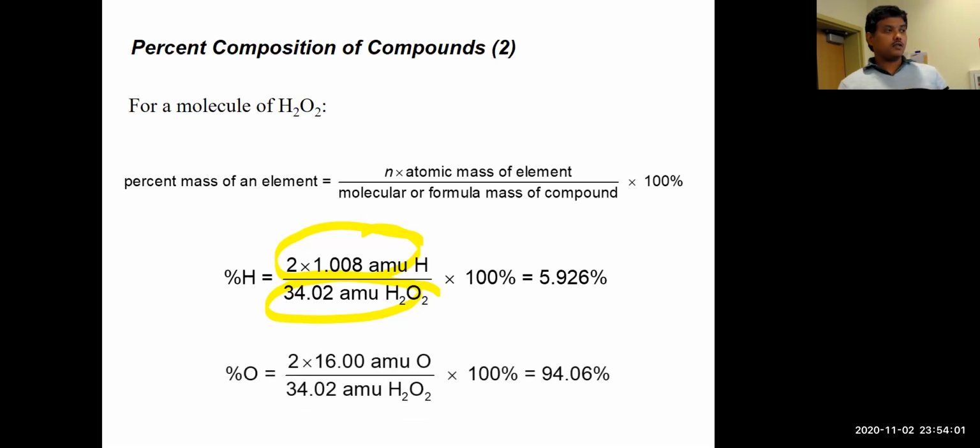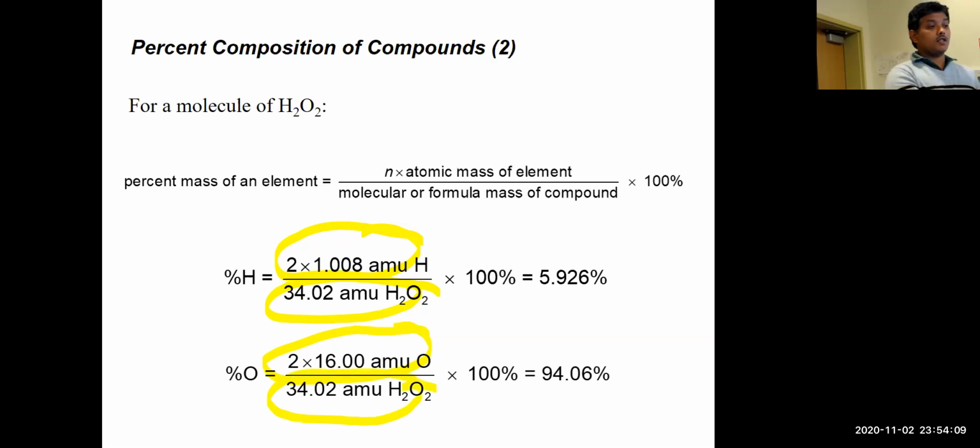And for oxygen, there are two of them in H2O2. So 2 times 16.0 over the entire molecular mass of H2O2. So it happens to be 94.5%. That is how we would identify it.